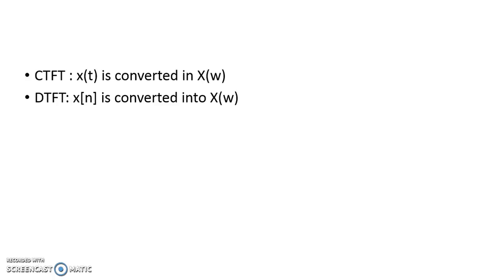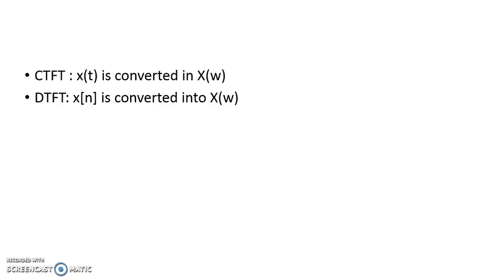DTFT, which stands for discrete time Fourier transform, here the input signal in time domain is discretized. So x of t is getting converted to x of n, and now when it is applied to DTFT, it gets converted into x of omega, which is still in continuous frequency domain.